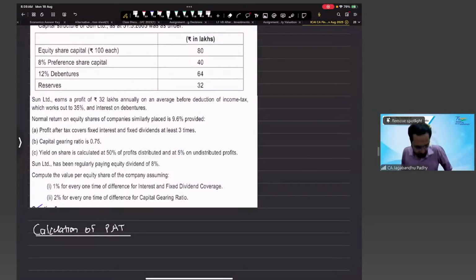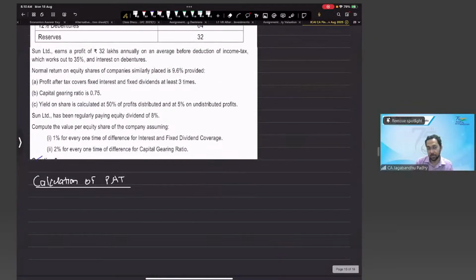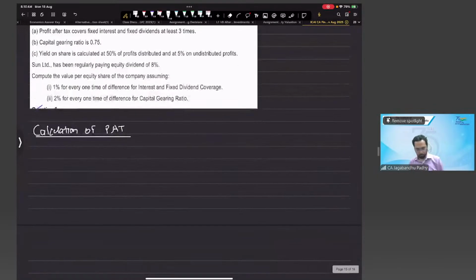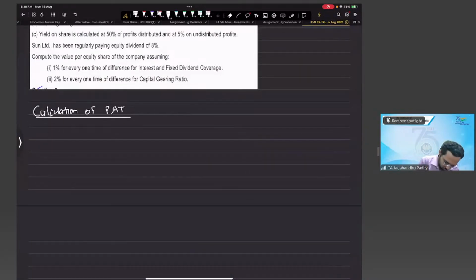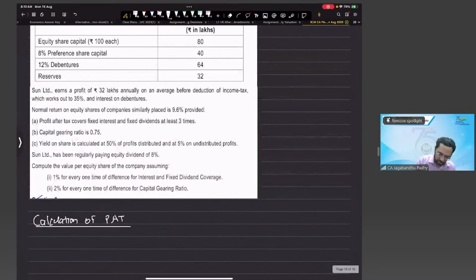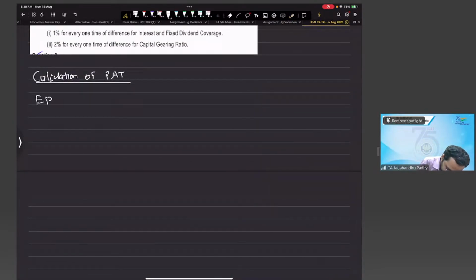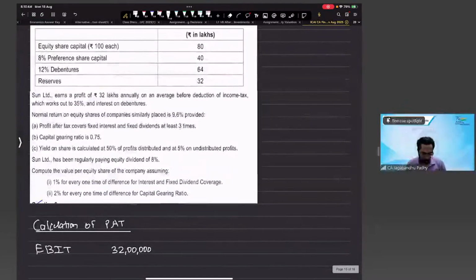We have a profit of 32 lakhs annually on an average before deduction of income tax and interest on debentures. So we'll start with this 32 lakhs. What type of profit is this? Can anyone identify? EBIT. Perfect. So we have EBIT of 32 lakhs annually on an average.